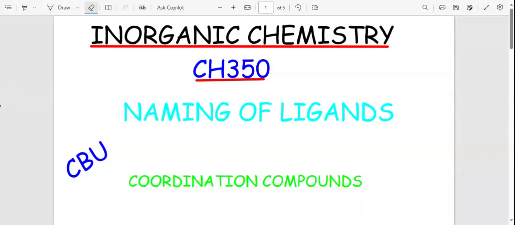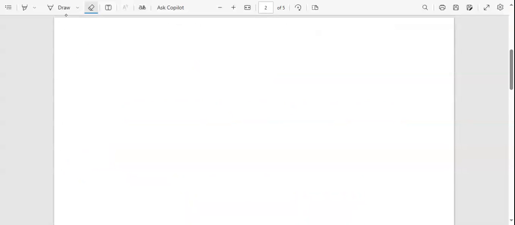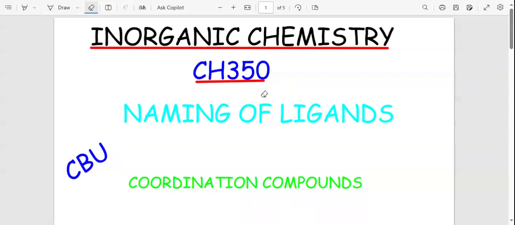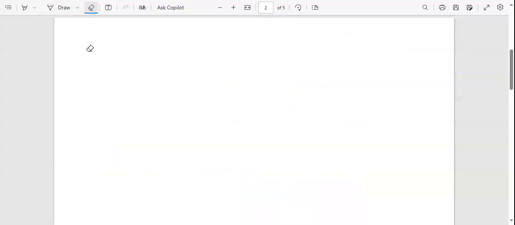So we need to understand one thing. We are talking about ligands in general. So what is this ligand we are talking about? A ligand is just a molecule or ion which is bound to a central metal ion or atom.